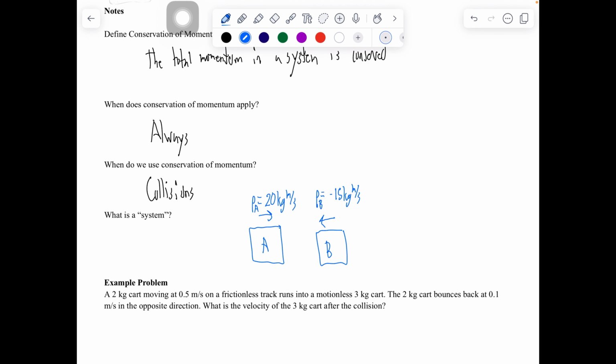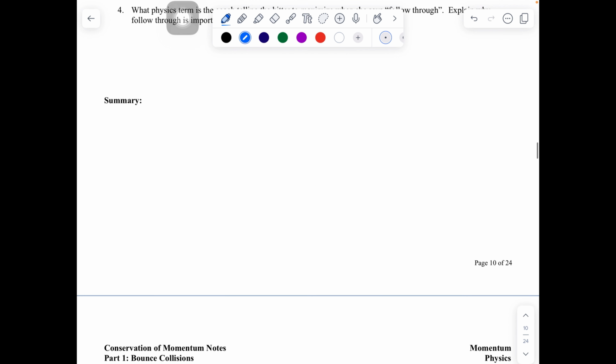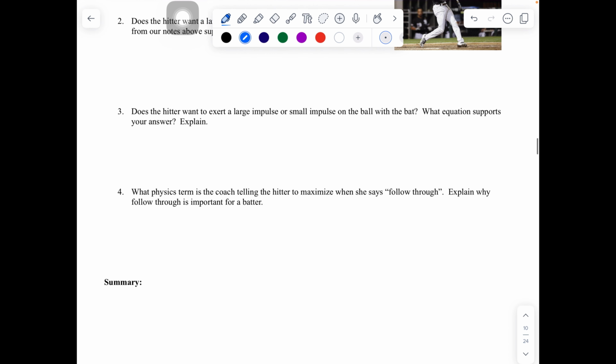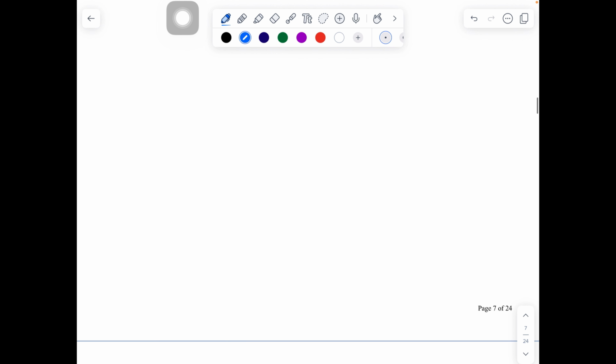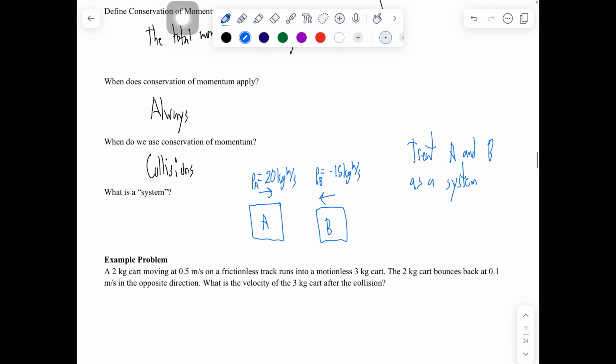If you treat A and B as a system, that means treat them like one object. You're combining their values together. The total momentum then would just be adding the two values together. So 20 minus 15, your total momentum in the system would be 5 kilogram meters per second.